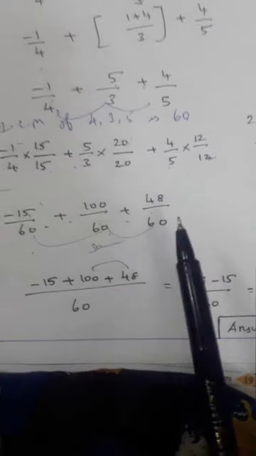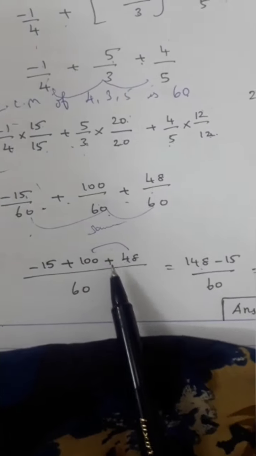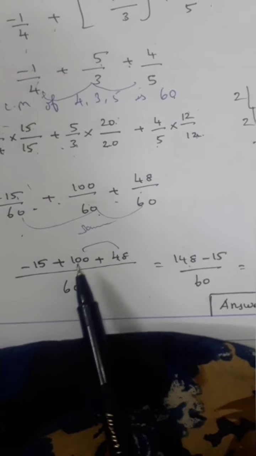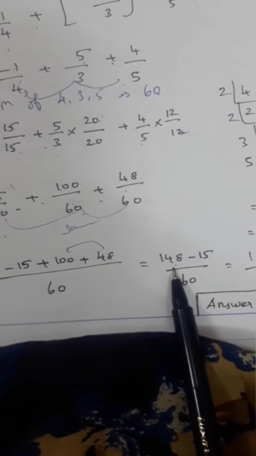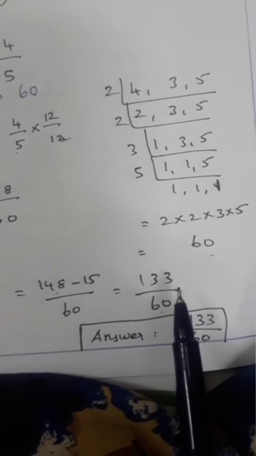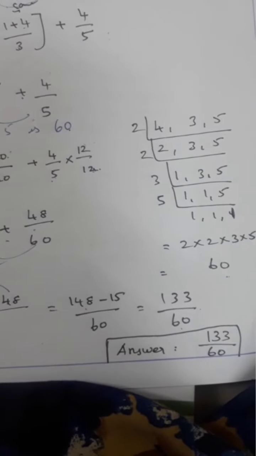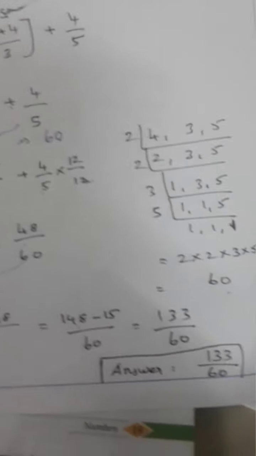Now all the denominators are the same number, write it one time. Minus 15 plus 100 plus 48. 100 plus 48 equal to 148. Next, the number is minus 15. Subtract and the answer is 133 divided by 60. The answer is 133 divided by 60. 9th Roman letter, second question.